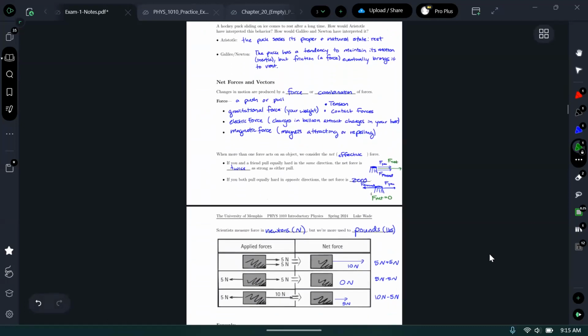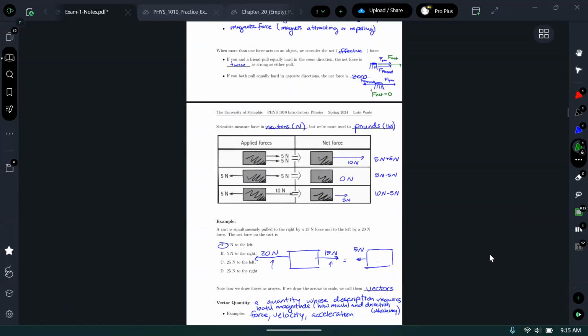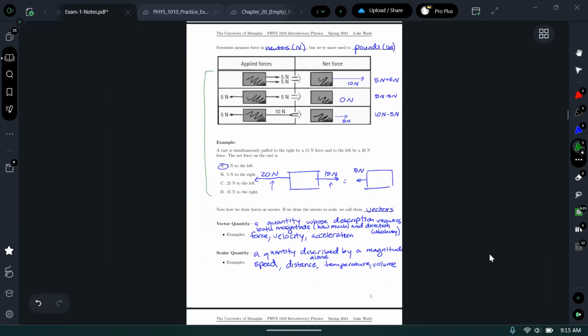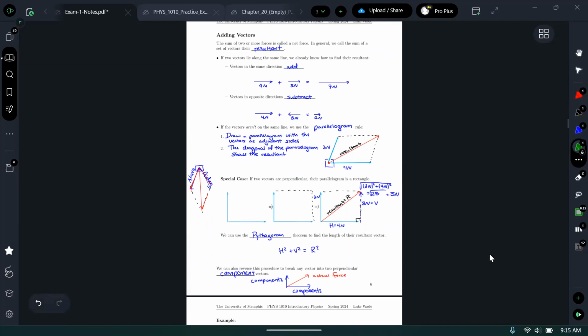Being able to find a net force is something that I don't think is too difficult. I think you'll do well at that, but it is something that will be asked about. So if you're given two forces, can you find the net force? Primarily in these cases of the forces being along the same line, forces being perpendicular or at some other angle like this are not a focus on the exam.